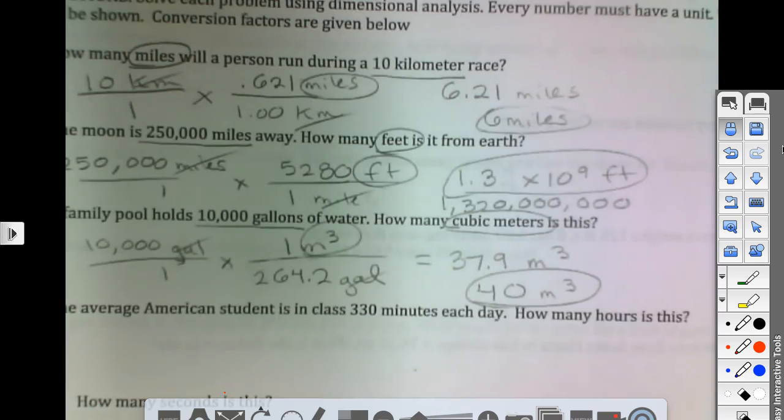So 40 only has 1 Sig Fig. So the 0 isn't significant unless you have an exponent. That's okay.